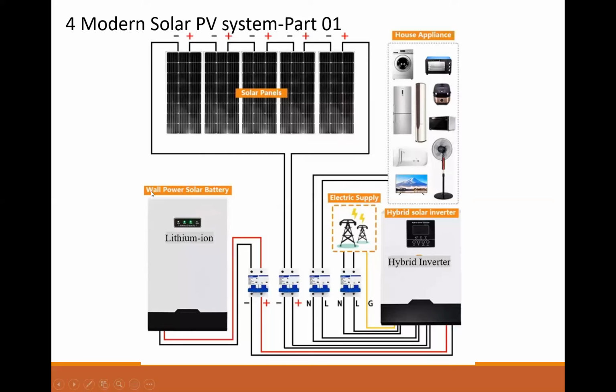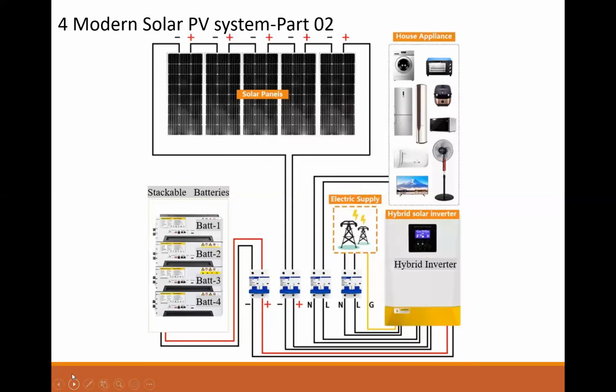For example, this can be a 10 kilowatt hour, 15 kilowatt hour, or 5 kilowatt hour. But then when we want to build a very big storage system, we can move a step further and have stackable batteries. So we can see that we have got battery 1, battery 2, battery 3, battery 4. If we take an example of one battery being 10 kilowatt hour, essentially what we have is 40 kilowatt hour of storage.